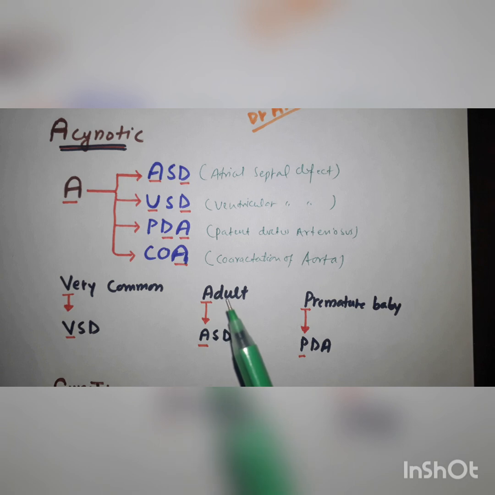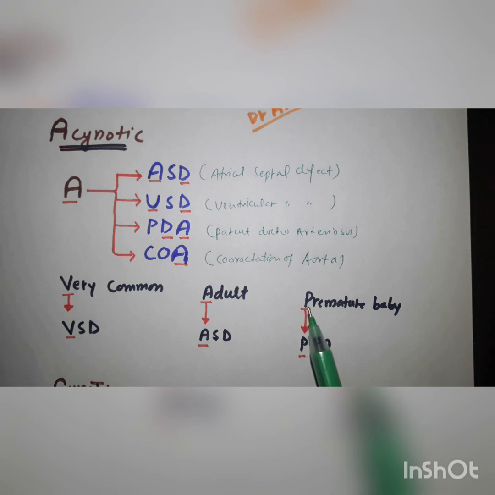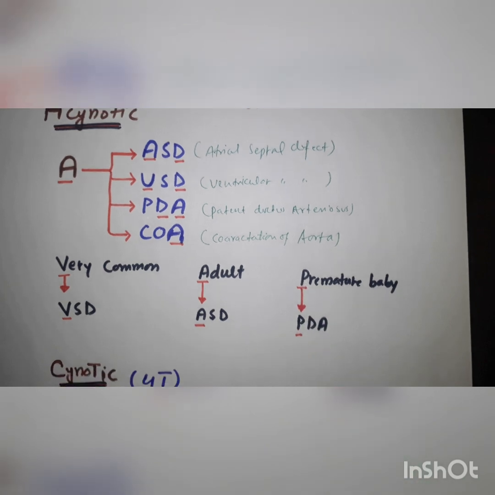We show it in the adult. So in adult, A starts with A. This A is for atrial septal defect. Now, which of the following acyanotic congenital heart diseases is most common in a premature baby? The premature baby starts with P, that is patent ductus arteriosus.